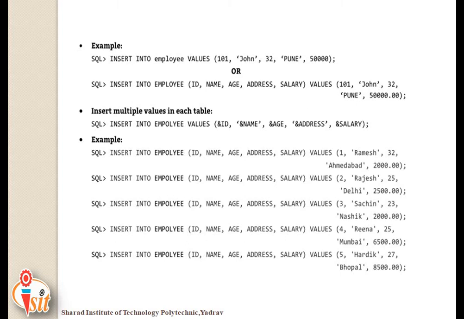What are the columns? ID, name, age, address, salary, and what are the values assigned for those particular columns? ID having value 101, name having value John, age having value 32, address having value Pune, and salary having value 50,000. It is in decimal. Now insert multiple columns in each table.